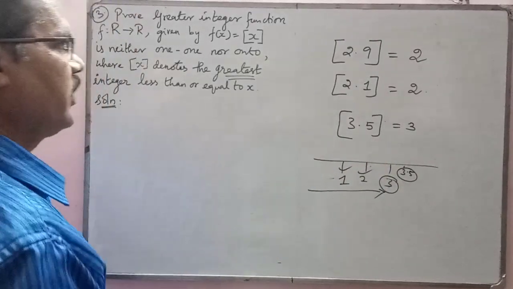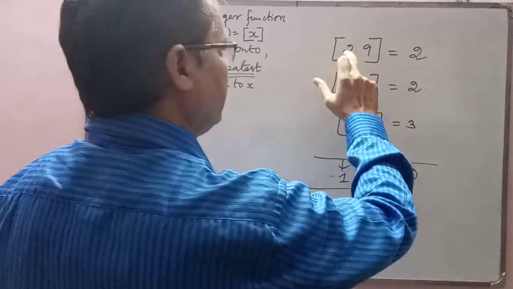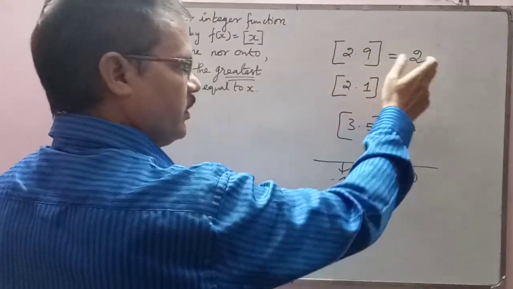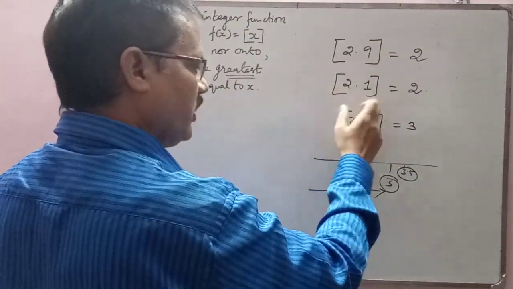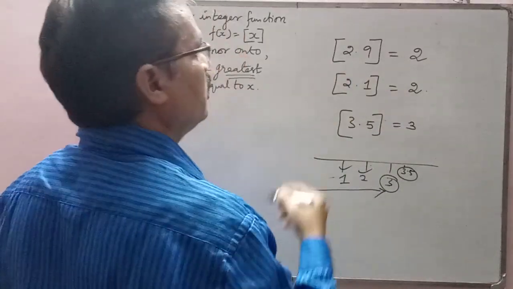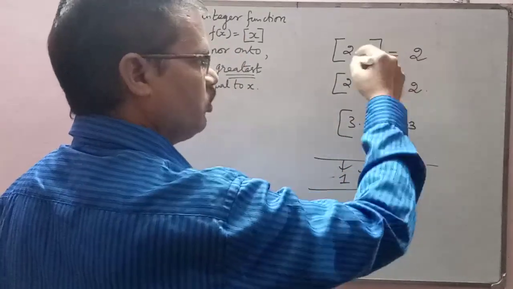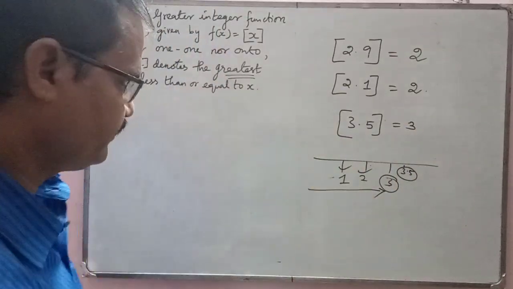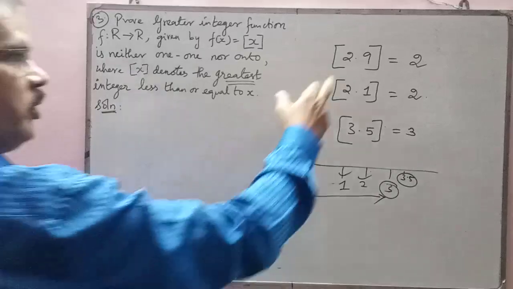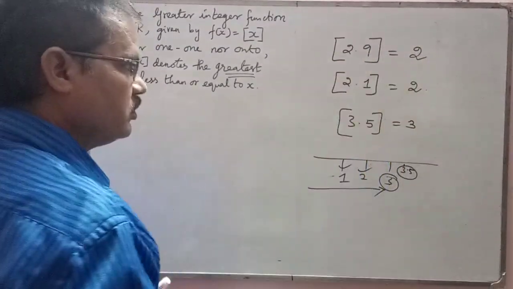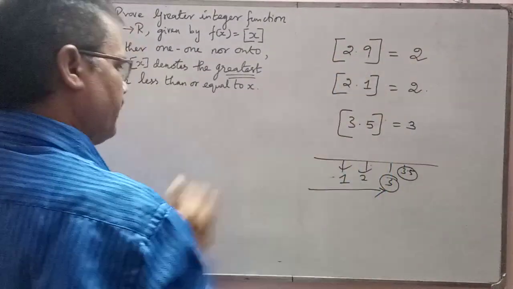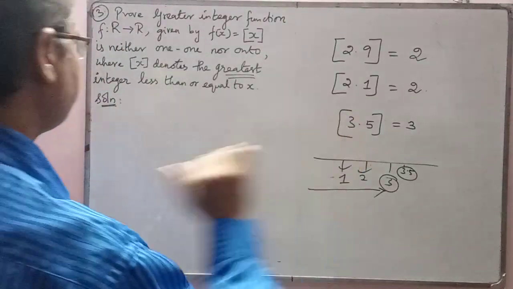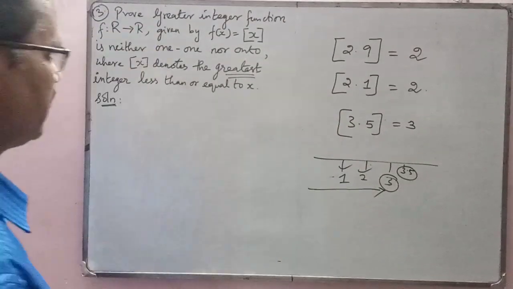Okay, children, from this itself we can understand, when you say greatest integer of 2.9 goes to 2, and for 2.1, the value is 2. So two elements 2.1 and 2.9 have the same image 2, so it is not a 1 to 1 function. Can you see that? 2.9 goes to 2, 2.1 maps to 2, so two elements map to the same image, so it is not a 1 to 1 function, but you have to show it in a proper way.